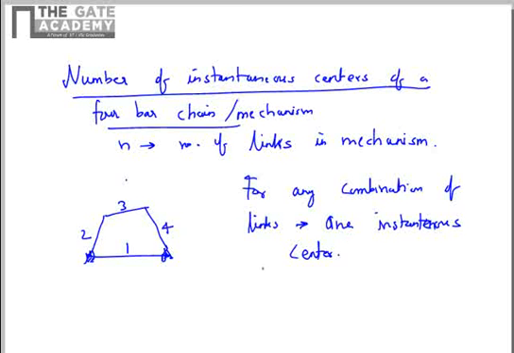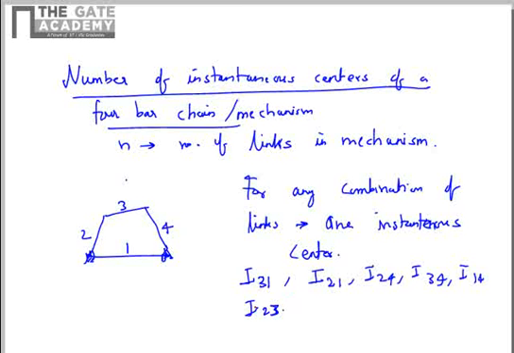So there will be, for example, one instantaneous center named I31, which is 3 with respect to 1. There will be one instantaneous center I21, I24, I34, I14, I23. So these are all combinations possible. 3 1, 1 3 and 3 1 are the same. Similarly, 1 2 and 2 1 are the same. So these are all possible combinations.